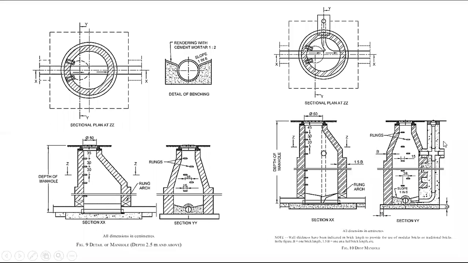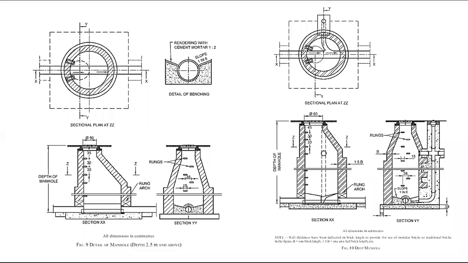Why are we giving this drop manhole? To prevent noise. Suppose your manhole depth is 4 meter, and you connect the pipe at the 1 meter level from the top. Then the water will fall directly from 1 meter to 4 meter depth, so you will always get noise. One pipe, two pipes, three pipes is no problem. But in our public drain, a lot of pipes will connect into the manhole, so noise will always come.